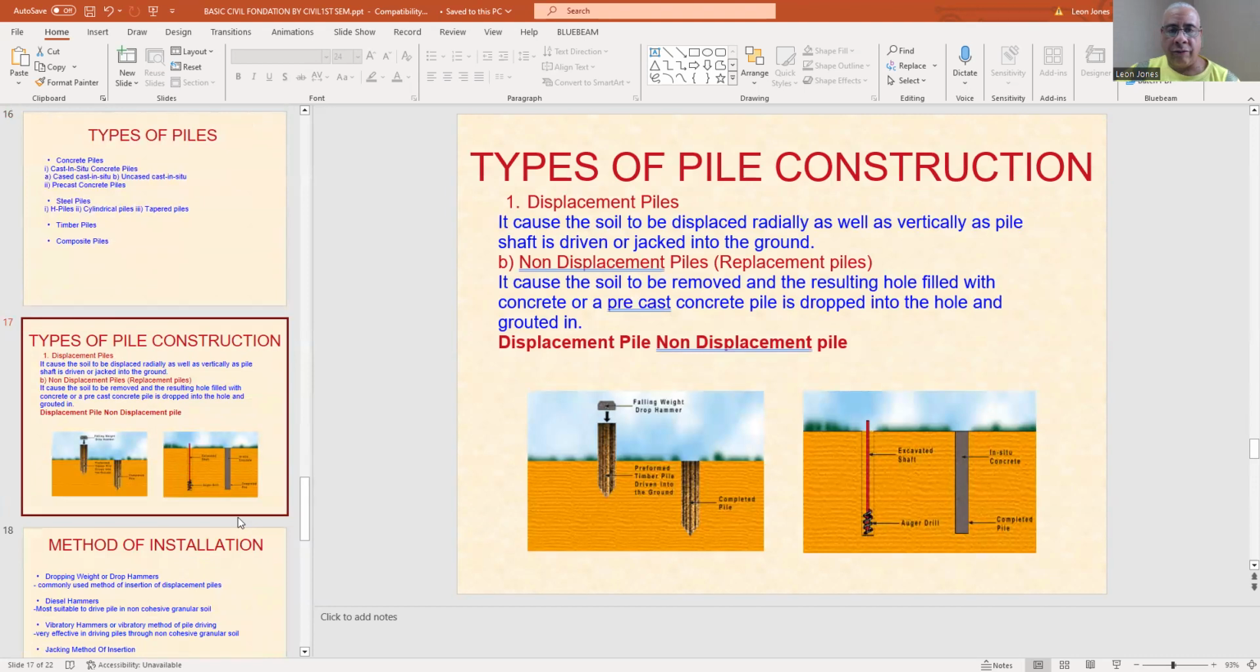Types of pile construction. You have your displacement piles. It causes the soil to be displaced radially as well as vertically as the pipe shaft is driven or jacked into the ground. Then you have your non-displacement piles, or we call them replacement piles. In the case where the soil is removed, the resulting hole is filled with concrete, or a precast concrete pile is dropped into the hole, and grout is placed in the hole. And here's what you see in the examples here.